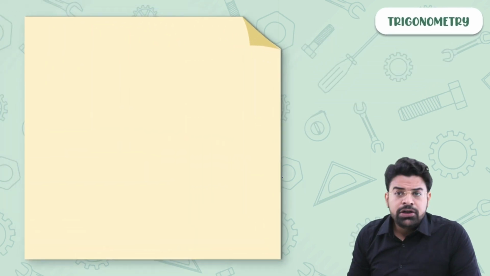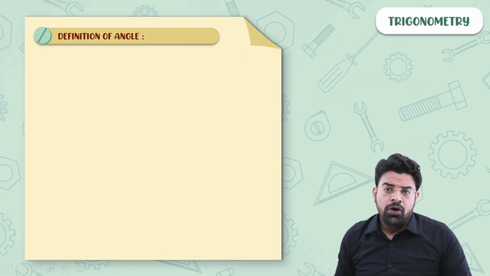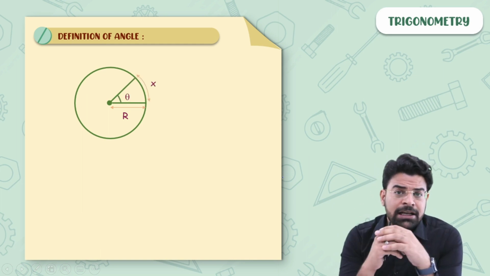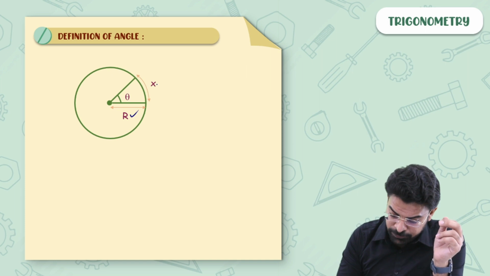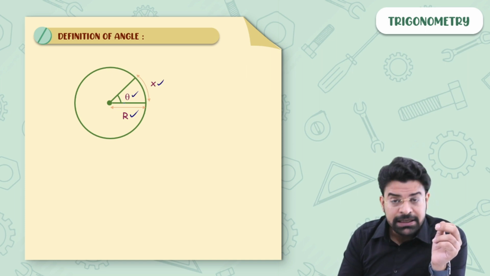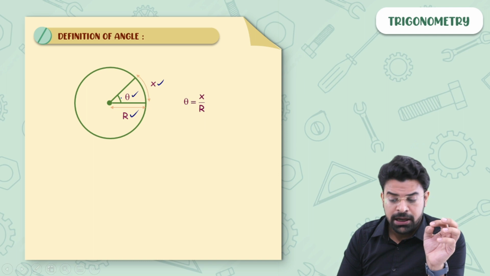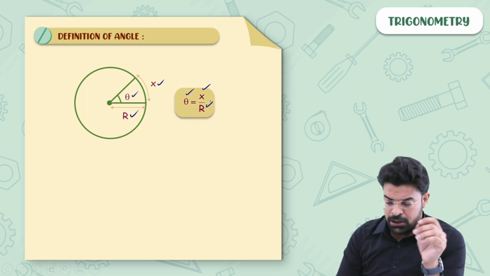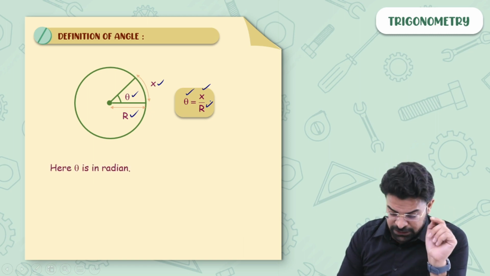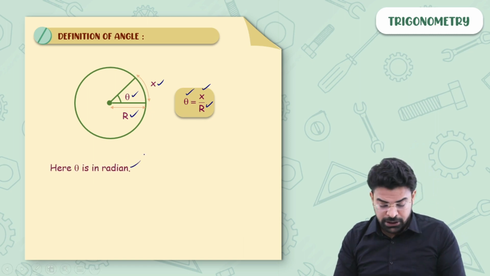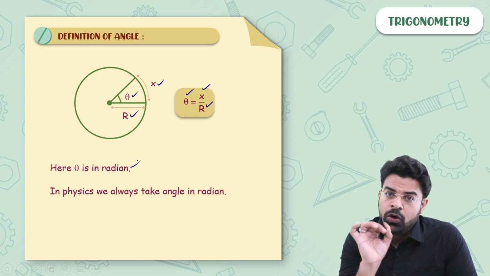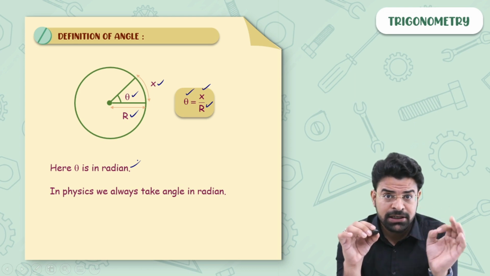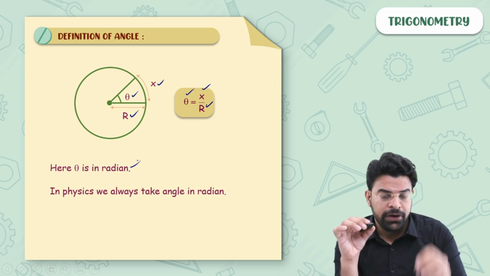First thing that we need to focus upon is the definition of an angle. If we have a circle of radius r in which an arc of length x subtends an angle theta at the center, then we say that this angle theta in radian is given by the definition theta equals x by r. Here you need to take care of two things. First, the angle theta is in radian. And second, in the world of physics, whenever we talk about any angle, it is theta. So if you find some formula in which there is a theta, that theta should be taken in radian.